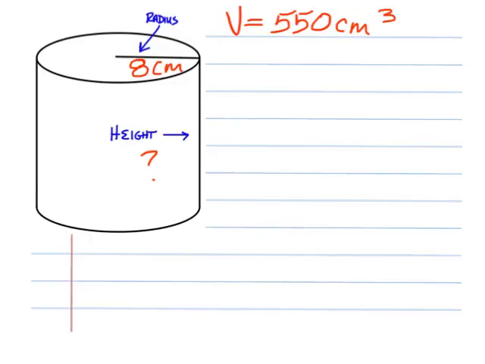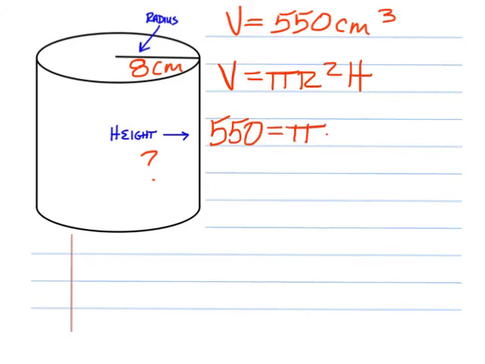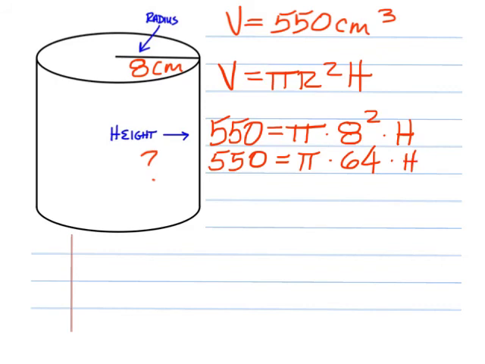Solution for practice 3. Step 1 is to write out the formula. V equals pi r squared h. And then plug in what you know. 550 is the volume. Put that in. Set it equal to pi times r squared. We know what r is, so we write 8 squared. We don't know h, so we put h. Go back and simplify 8 squared to make it 64.